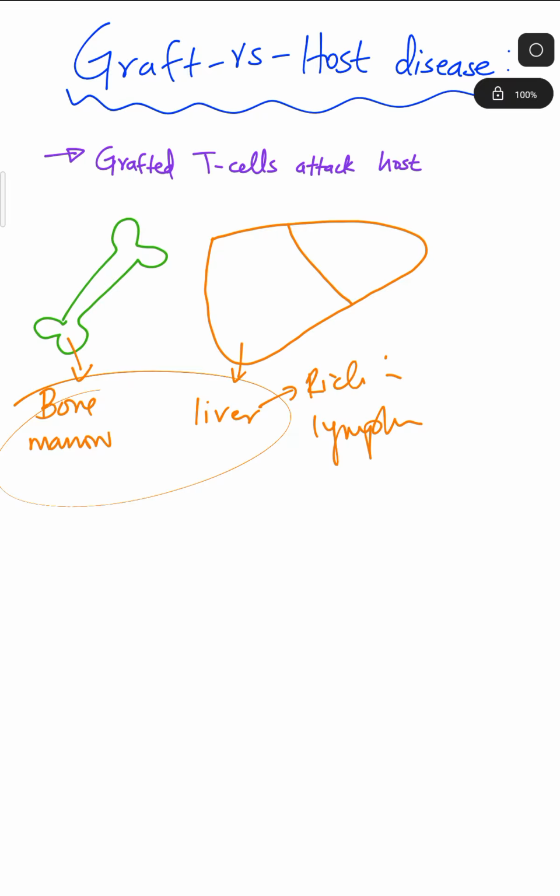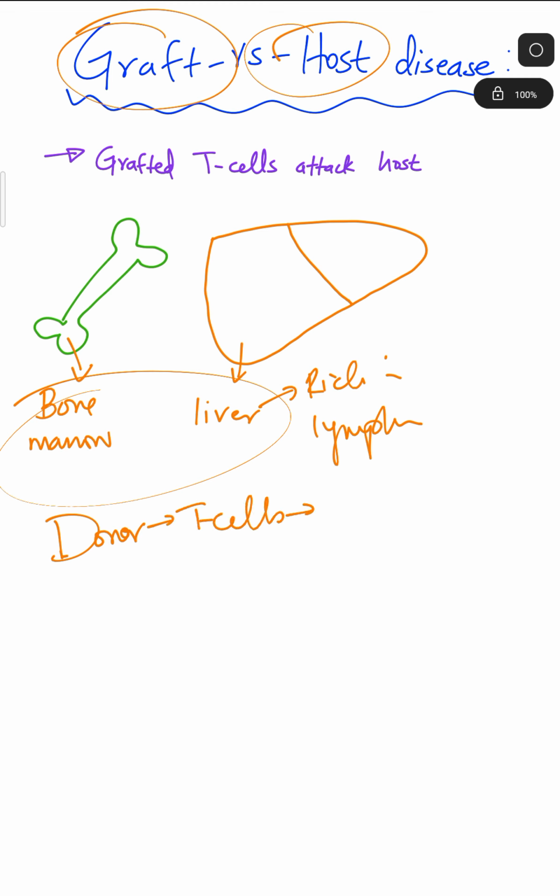Okay, now what is the mechanism? The mechanism is that the donor, as the name suggests, graft versus host. So graft is the person that donates, host is the person that receives the organ. So the donor or the graft T cells attack recipient tissue. Okay, and usually it's going to be bone marrow or liver transplant.